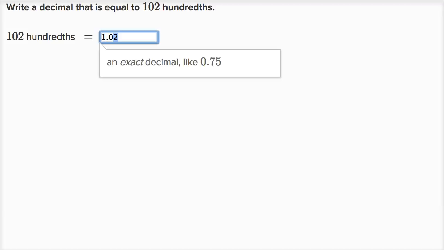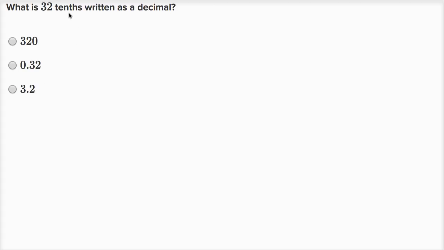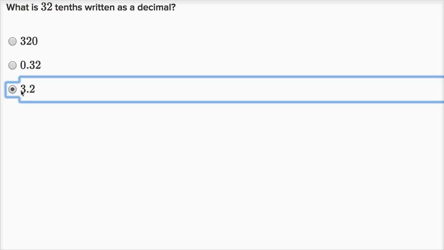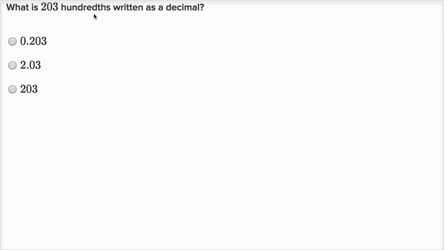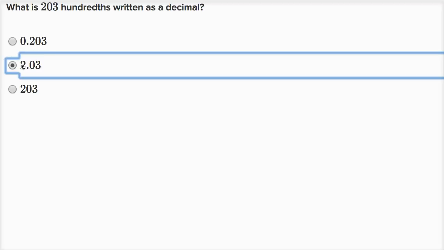All right, let's do another one. What is 32 tenths written as a decimal? We just have to remind ourselves 10 tenths is equal to a whole. 20 tenths is equal to 2 ones. 30 tenths is equal to 3 ones. So this is going to be equal to 3 ones and another 2 tenths. Let's keep going. What is 203 hundredths written as a decimal? We just have to remind ourselves that 200 hundredths is equal to 2 ones. So this is the same thing as 2 ones and 3 hundredths.